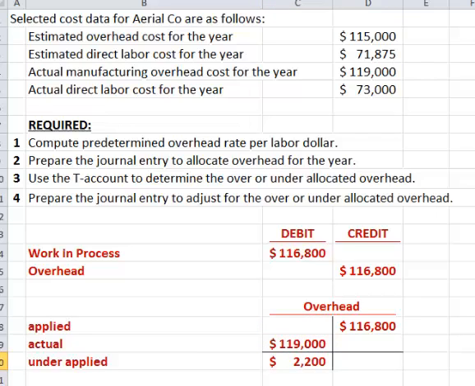of $2,200. And now we have to prepare the journal entry to adjust this to clear out the overhead account, and the adjustment goes to cost of goods sold. So let's do that now.